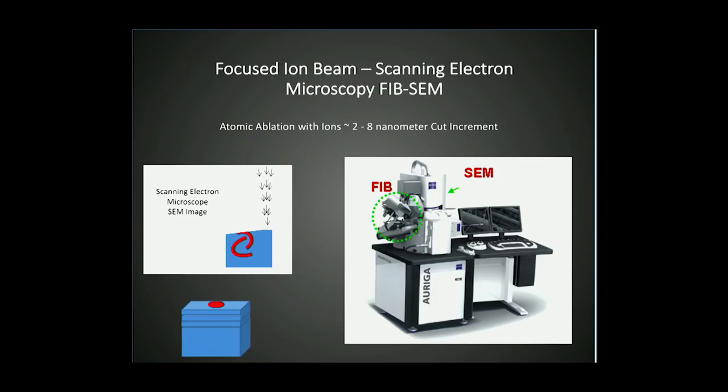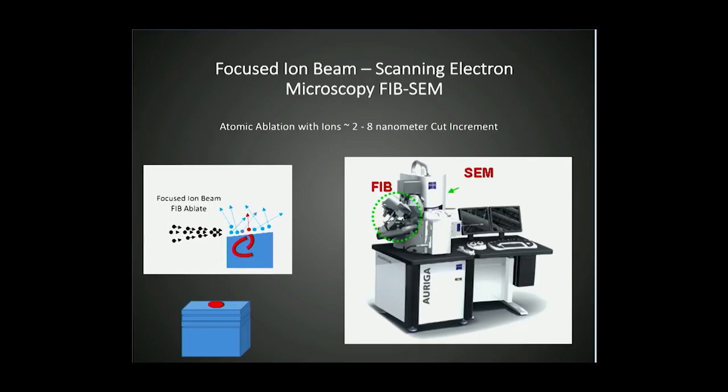So what is this FIB-SEM? This is basically an instrument where you use FIB, which is a focused ion beam, and it basically abrades away the surface a few nanometers at a time. The advantage of an ion beam is the abrasion is just a little bit finer, more controlled in the Z dimension. Otherwise, it's very similar to what Mark was talking about earlier, the serial block face cutting.